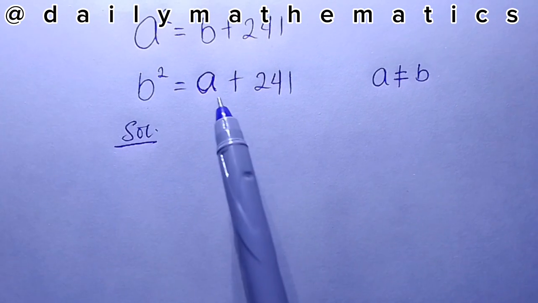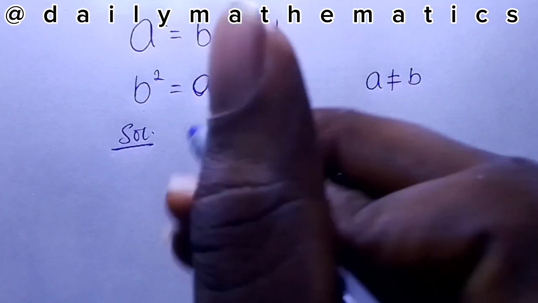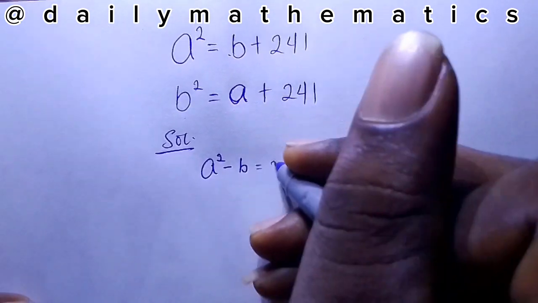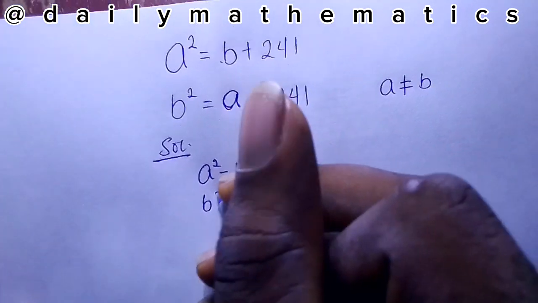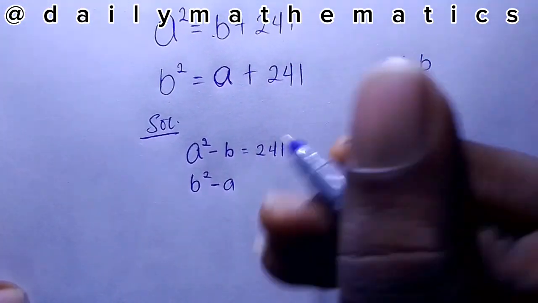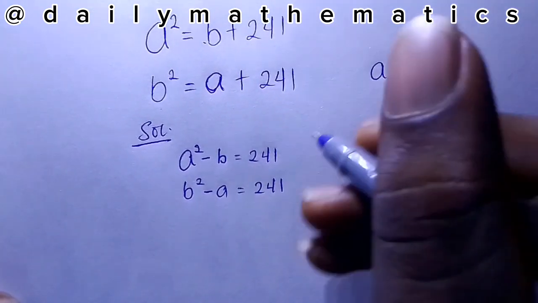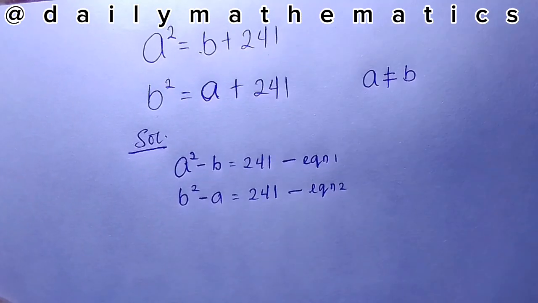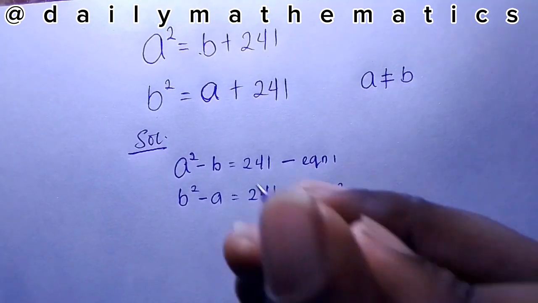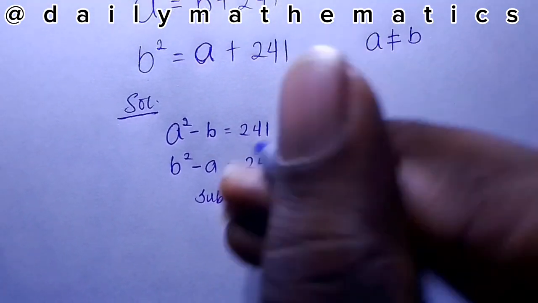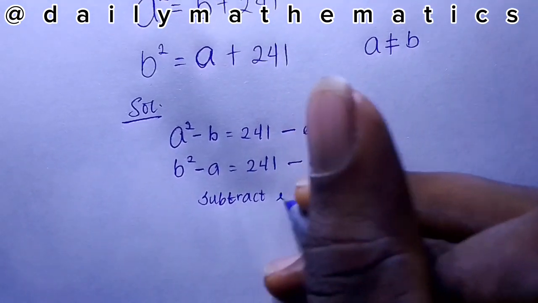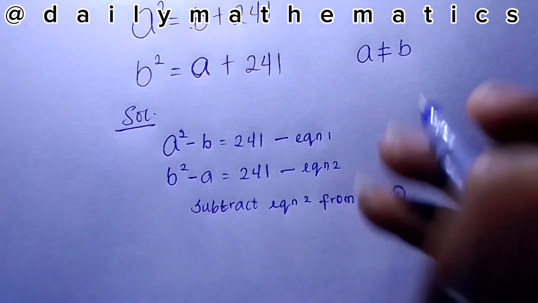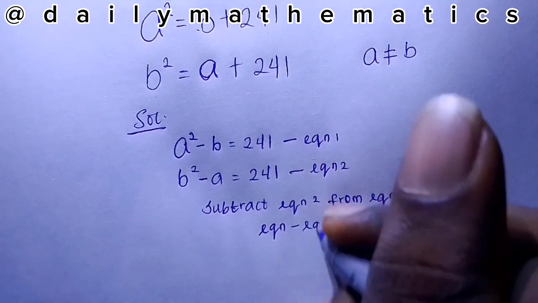So we have these two equations. From here, we write it as A squared minus B equals 241, since B is coming here, it becomes minus B. And here we have B squared, we bring this one to minus A equals 241. This we have as equation 1 and equation 2. Right? So now the next thing is we're going to subtract equation 2 from equation 1. That means equation 1 minus equation 2, right?